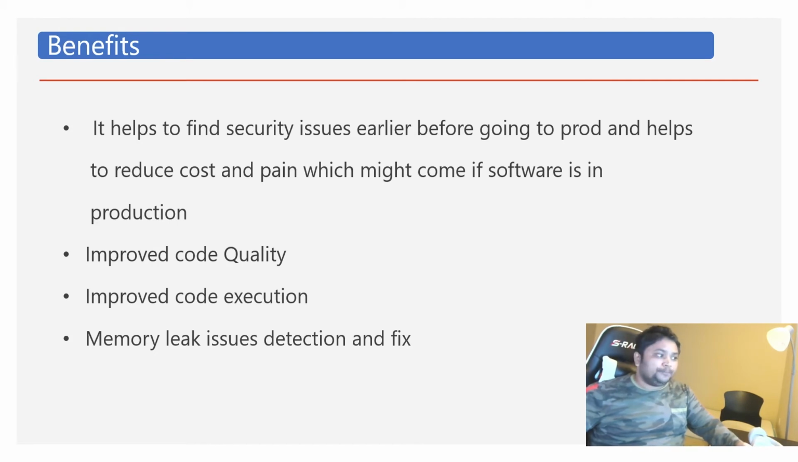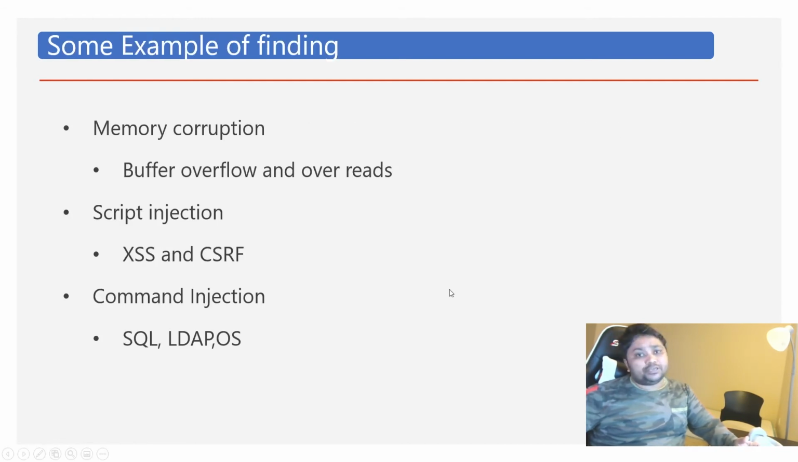Once you have figured out the issues, your code quality will improve, along with execution and other benefits. I have given some examples of what it can detect: memory corruption, script injection, cross-site scripting or cross-site request forgery if you have a web application or an API. If you have written some integration code with SQL or LDAP, or you are firing an OS command in the backend, it can detect that command injection can happen, and report it. And there are many more.